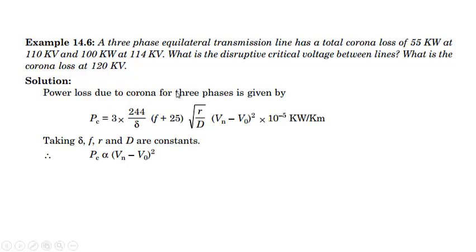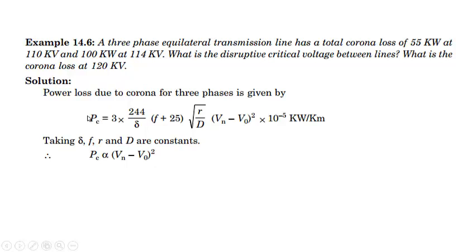Now let us try to do another similar problem. A three-phase equilateral transmission line has a total corona loss of 55 kilowatt at 110 kilovolt and 100 kilowatt at 114 kilovolt. What is the disruptive critical voltage between the line? What is the corona loss at 120 kilovolt? So we use the same Peterson formula.